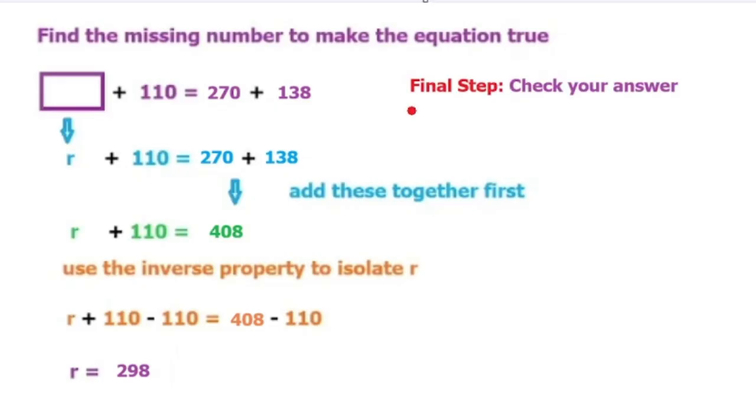Final step is check your answer. So we put in our 298 here. That's where the empty box was. And then plus 110 equals 270 plus 138. So when you add these two individually, you'll see that each one adds to 408. So we've done this problem correctly. Check.